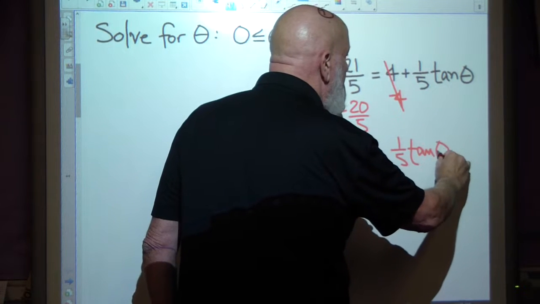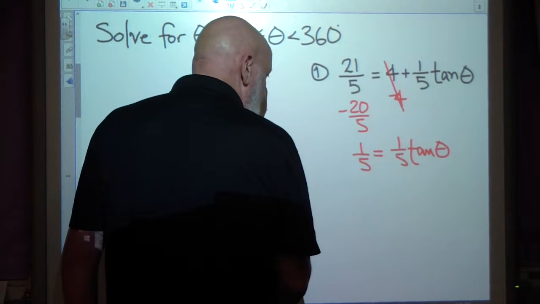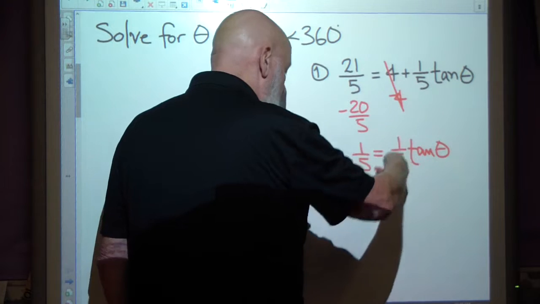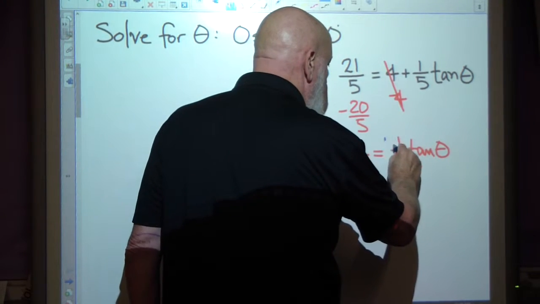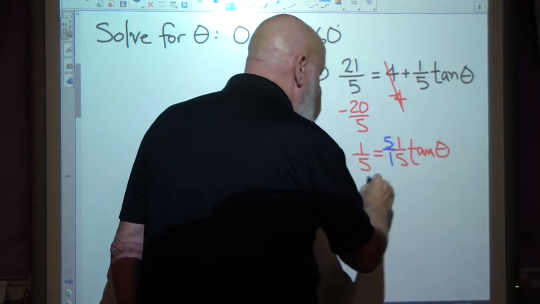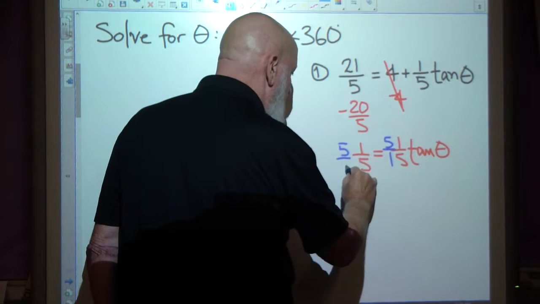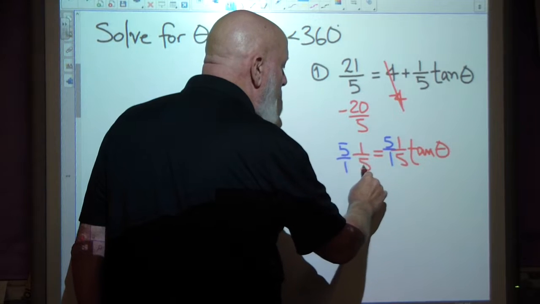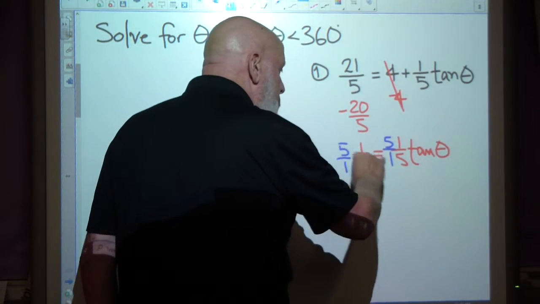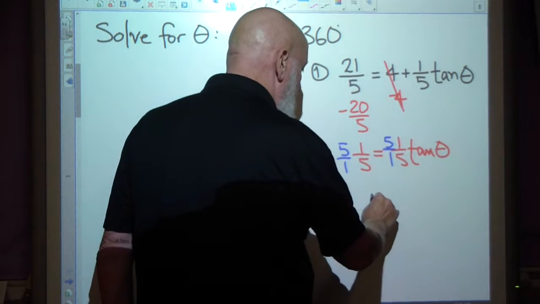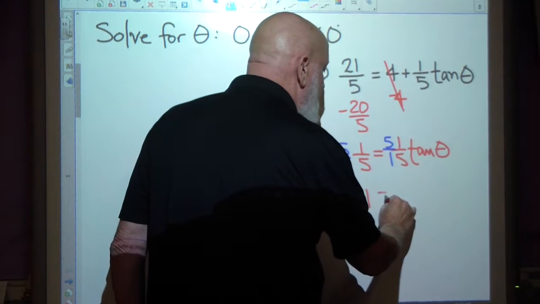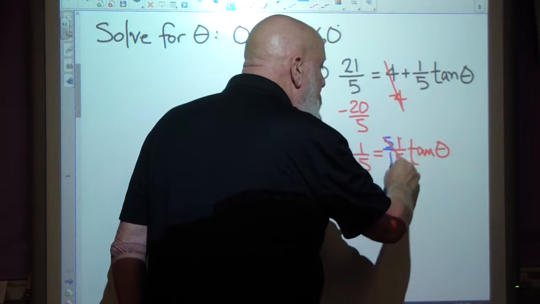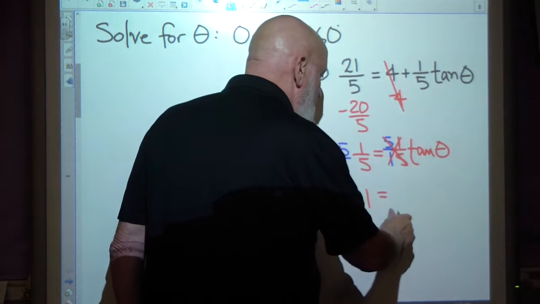Now I want to divide both sides by 1/5. Remember that to divide by 1/5, we invert and multiply, so multiply both sides by 5 over 1. On this side we get 5 over 5, which is 1. You can think of it as canceling these out and leaving a 1 over 1. Either way you go, you're going to get 1 is equal to the tangent of theta.